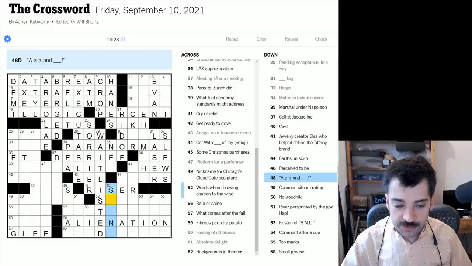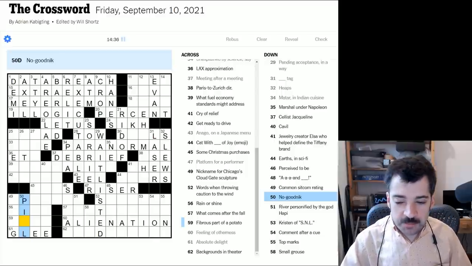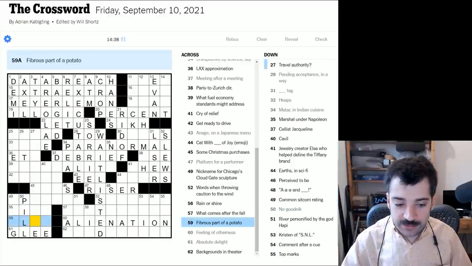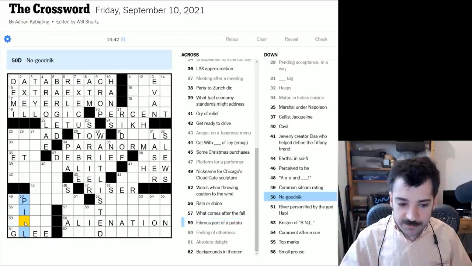I was just looking at some of the crosses around here. What's this one? No good, Nick. No good, Nick. Bad, a baddie. A pill, maybe? A pill is someone who's more of a pain as opposed to someone who's actually bad. But let's look around, see if that unlocks anything. I don't think it's pill.